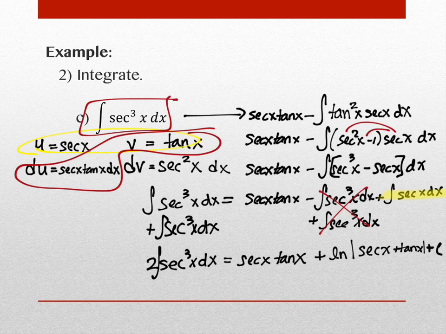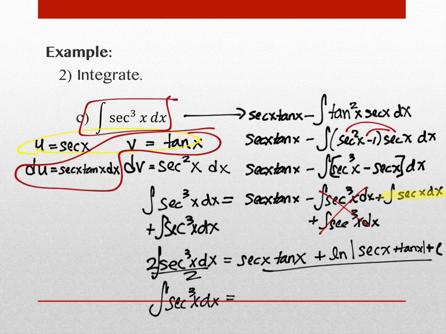Okay. I'm not quite done, though. My goal, what I was asked to do at the beginning, was to find the integral of secant cubed, right? Right now, that's not what I have found. I have 2 integral of secant cubed. So what's my last thing I need to do? I need to divide by 2 to get it back to being what I wanted on the left-hand side, which is where I started. So this becomes the integral of secant cubed of x dx, and we will divide by 2 on everything.